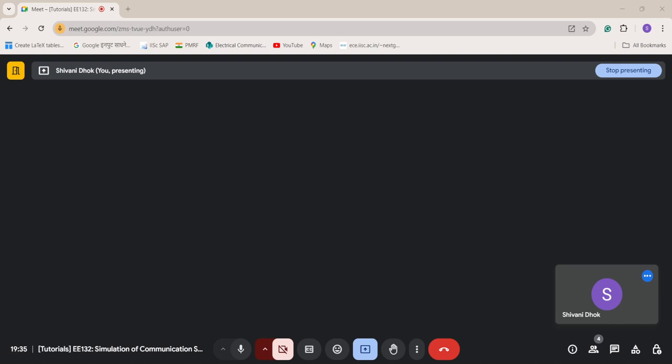Okay, now if I run this, error is coming. Again, same issue. This needs to be transposed. Okay, so this runs and I get the probability of error.